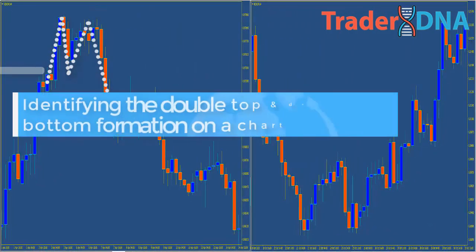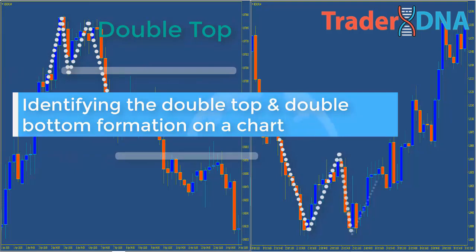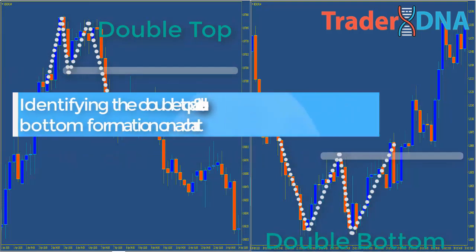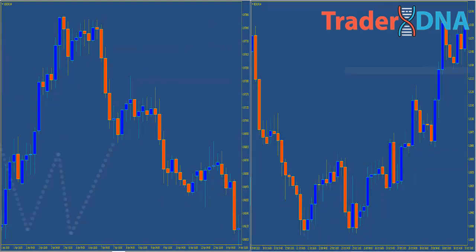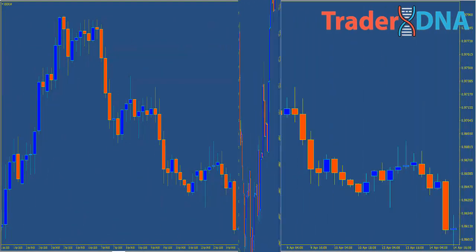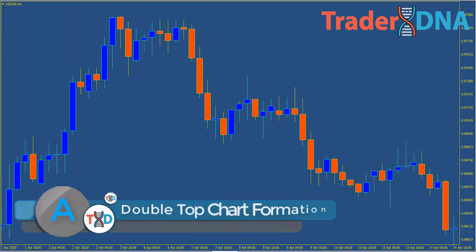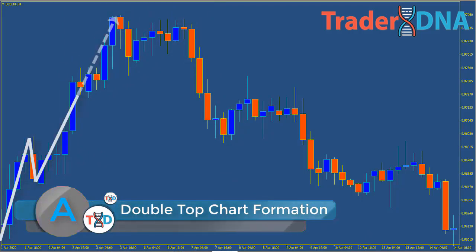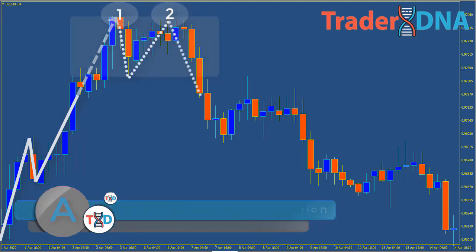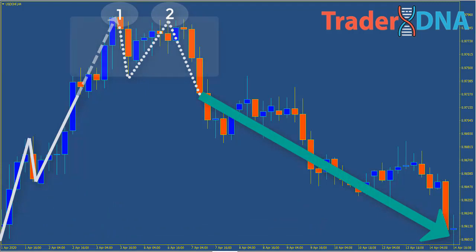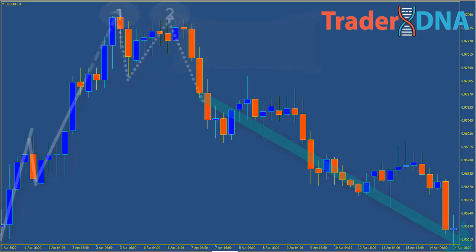Identifying the double top and double bottom formation on a chart. Double top chart formation. The double top technical formation starts with a bullish trend. The trend gets interrupted at some point and the price of the asset starts to range. The range consists of two swing tops on the chart. After the creation of the second top, the price action drops and starts a new bearish trend. Notice that the initial trend is bullish, but later it gets reversed after the double top formation.